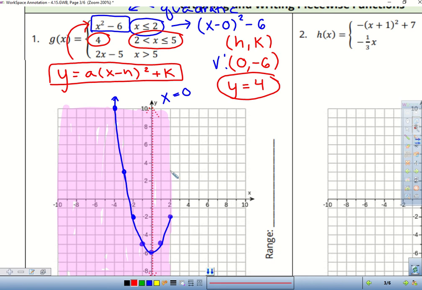Good. At 2, it's going to be what kind of circle? Open. Do you remember this a little bit now? Yeah. So it's an open circle at the 2. Why is it an open circle at the 2? Because it isn't on the line. Very good.